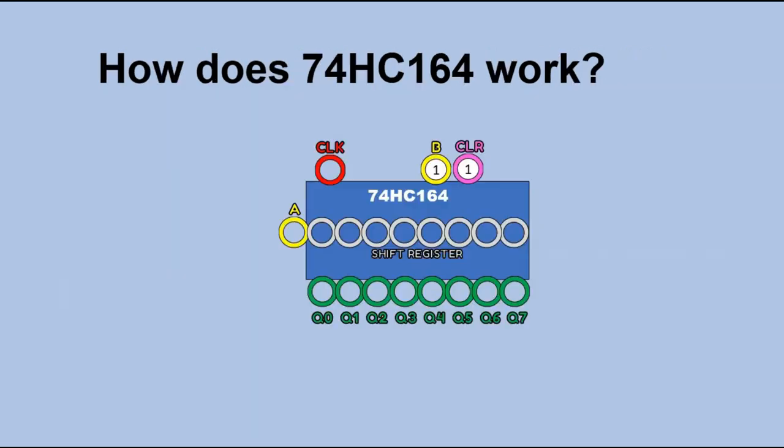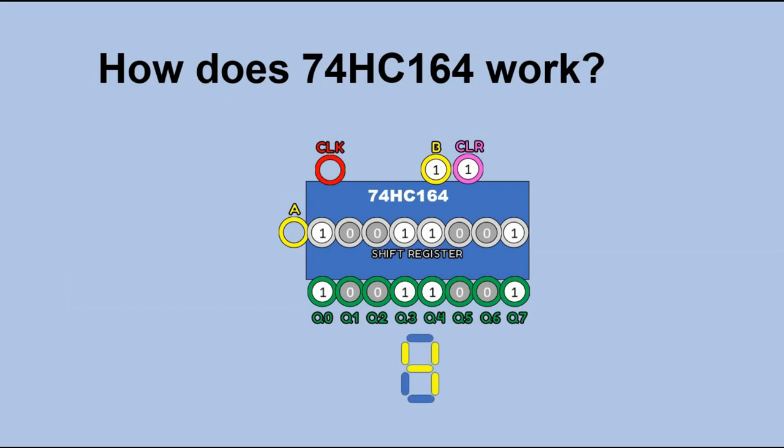Let's run a simulation similar to the one we did for the 595 chip. The first sequence of bits represents digit 4. You will see that each change of the values in the shift register is immediately reflected at the output pins. After all 8 bits are pushed in, we have digit 4 shown on the 7-segment display.